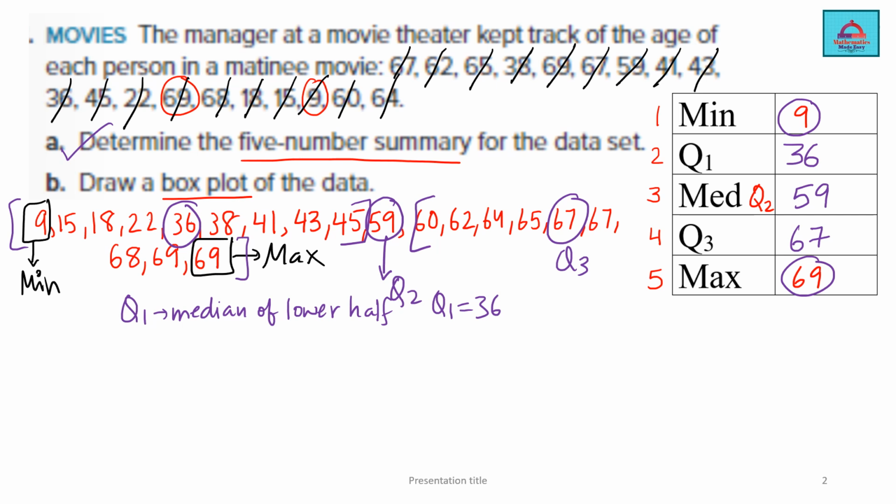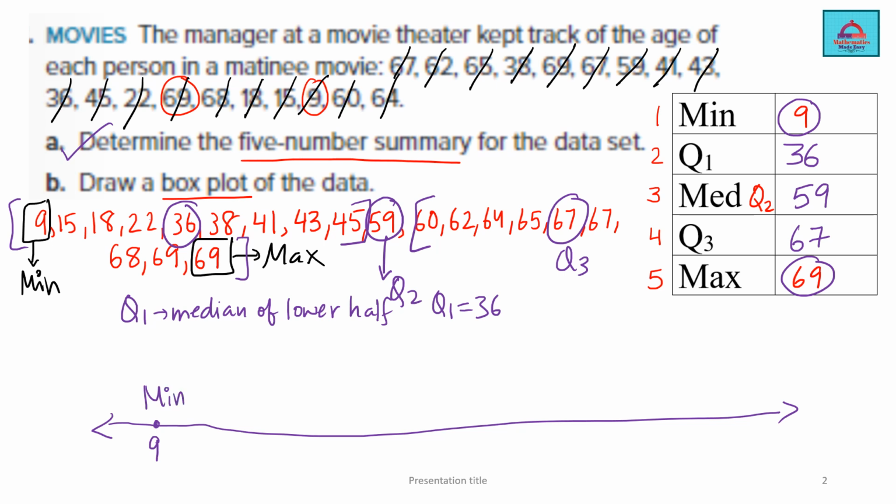Let me draw a rough figure here. I'm drawing a rough number line. So this is a number line. I don't have a ruler, so it's not going to be straight, but understand the concept that I'm going to teach you. So first you make the first point, which is 9. This is the minimum. Then the maximum is 69. Okay, so we have plotted the 2 points.